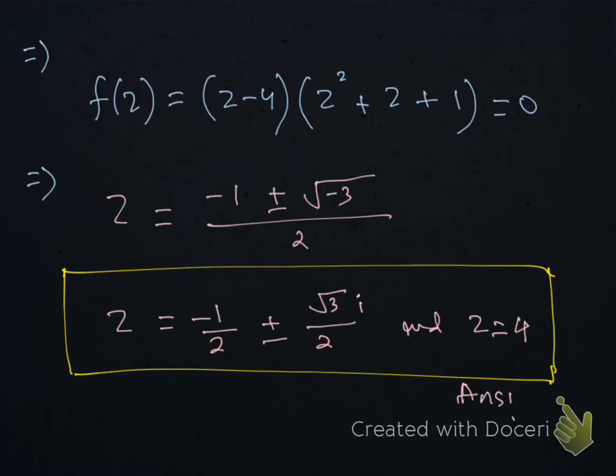So we have to solve this factor. Since this factor has no real roots, therefore we should use the quadratic formula, and then we have got these answers. So these are 2 roots and this is 1 root. So this polynomial f of z has 2 complex roots and 1 real root.